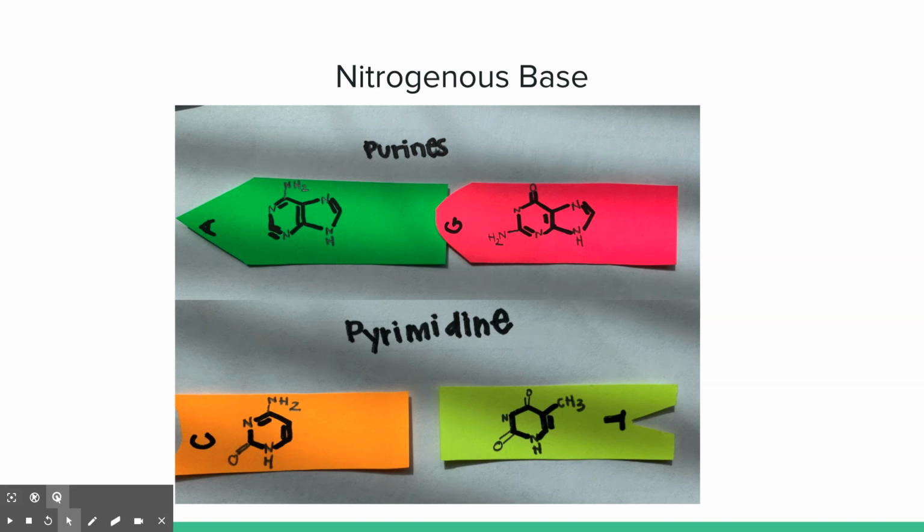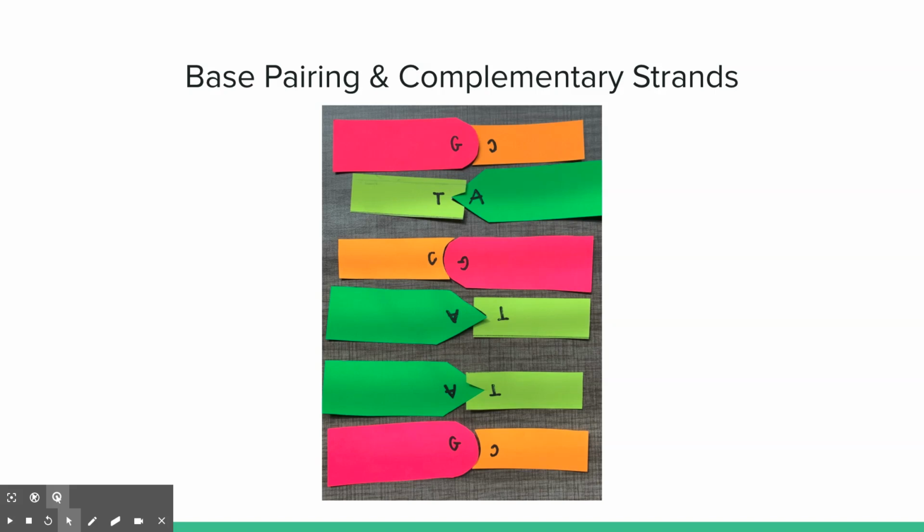The nitrogenous bases in DNA include adenine, guanine, cytosine, and thymine. Adenine and guanine are purines, which have a double ring structure. Cytosine and thymine are pyrimidines and have a single ring structure. As you can see, G always pairs with C and A always pairs with T. This makes our 2 DNA strands complementary to one another.